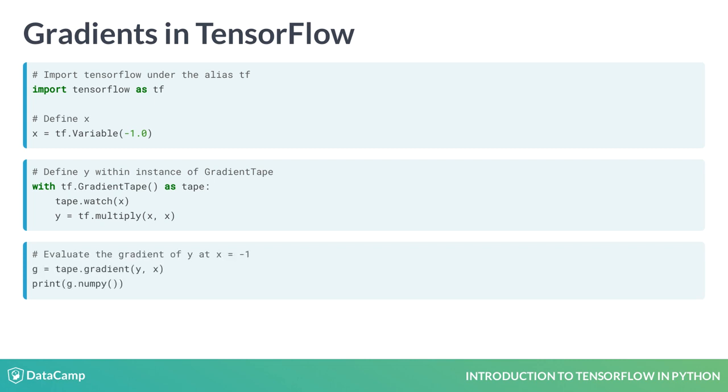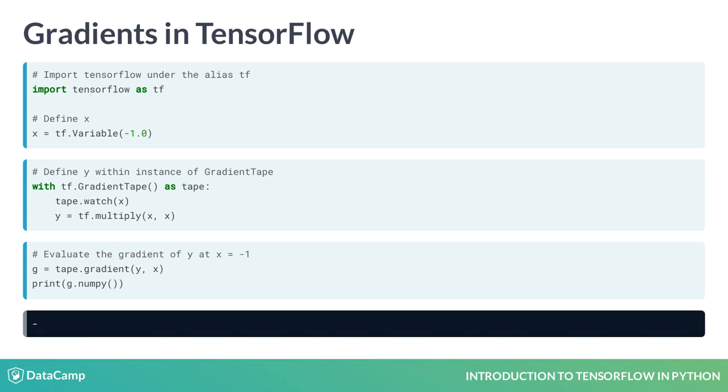Next, we compute the gradient of y with respect to x using the tape instance of gradient tape. Note that y is the first argument and x is the second. As written, the operation computes the slope of y at a point. Running the code and printing, we find that the slope is minus 2 at x equals minus 1, which means that y is initially decreasing in x, as we saw in the previous slide.